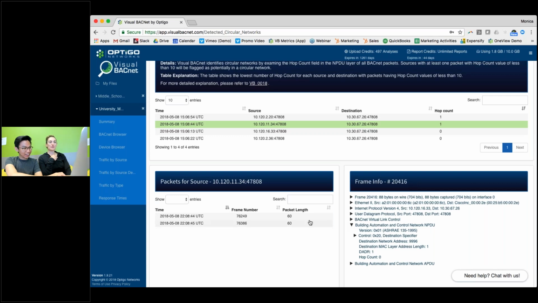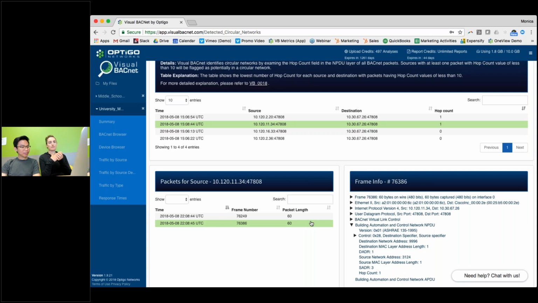Occasionally you'll get a low hop count, so a hop count of 15, 14, 13, 12, from a device that is violating the standard. So we have a low hop count check, which I believe looks at anything in the 14, 13 range, values less than 10.